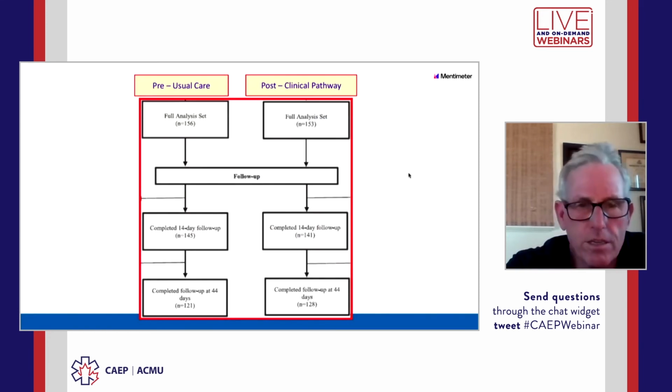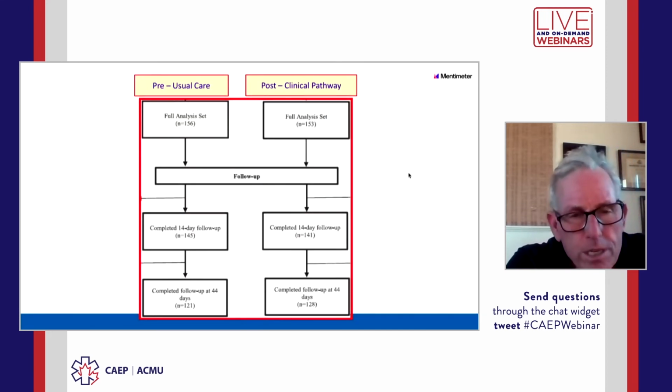And this is the study's flow diagram. And we followed people through 44 days. But the primary outcome was hospitalization rate at 14 days. And we had about 120, 125 patients in each arm, the before and the after arm.